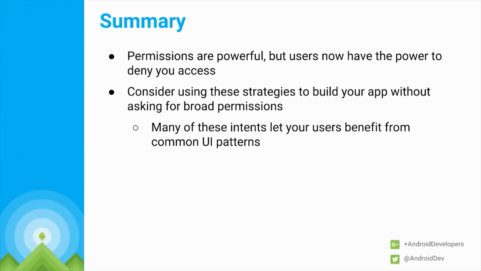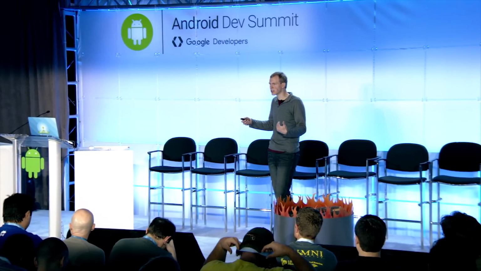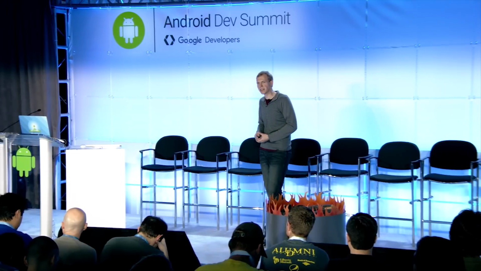And finally, we talked about those intent patterns. So the intents where the user is given common, familiar UI, so they have a consistent experience and they're able to accomplish whatever they're trying to do faster. So hopefully you have a better picture of Marshmallow and how the permissions have evolved.